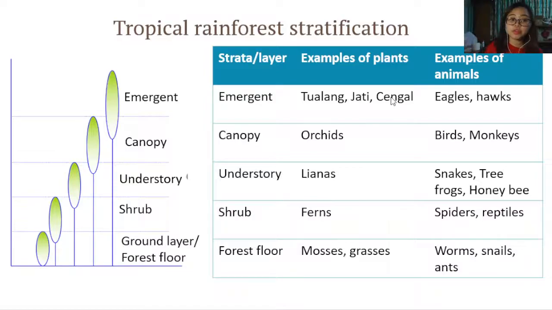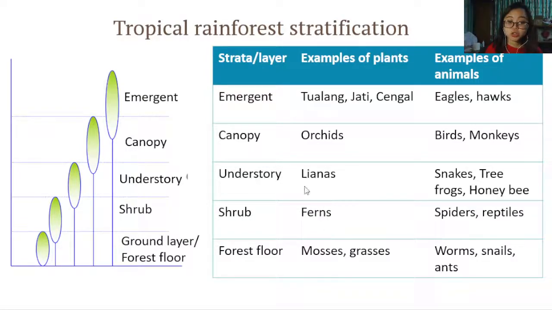Once again, we are revisiting this tropical rainforest stratification. We're looking at the types of plants and the animals that we can find here. Forest floor plants that we can find is mostly mosses and grasses. Examples of animals we will find are worms, snails, and ants. In the shrub layer, we will mostly find ferns. Animals that we can find are usually spiders or reptiles.